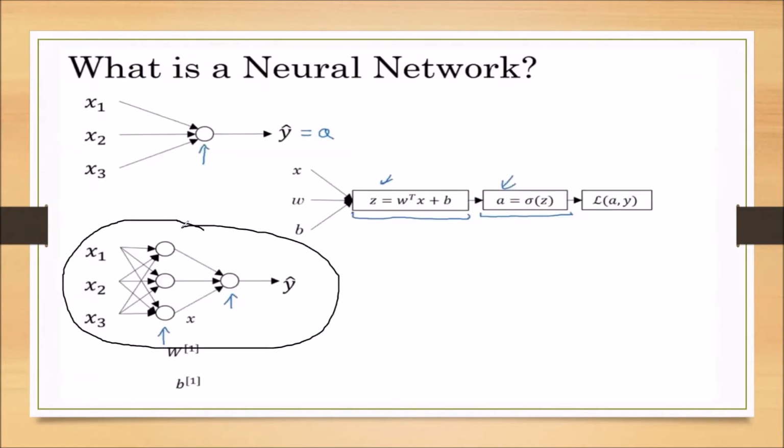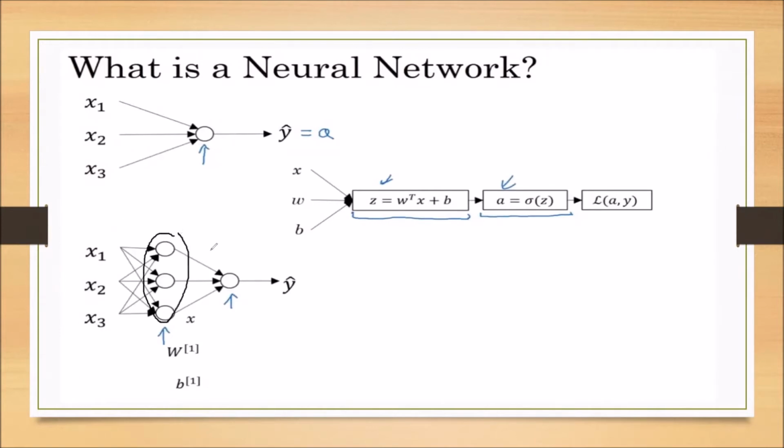In this neural network, you observe there are two layers. This is layer 1, this is layer 2. This is also an input layer, but generally when we talk about how many layers there are in a neural network, we will say there are two layers. So in this neural network, this is called the input layer, this is called the hidden layer, and this is called the output layer.